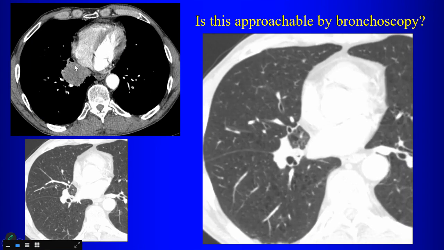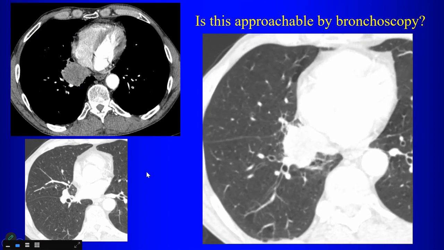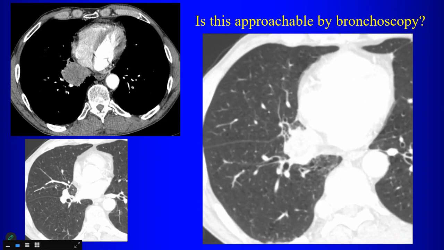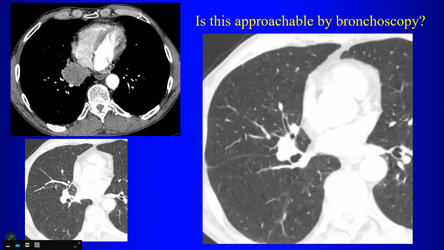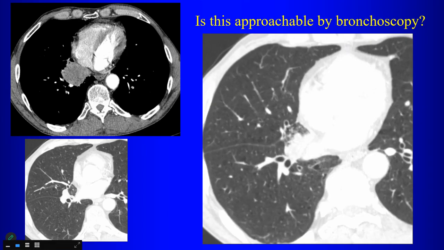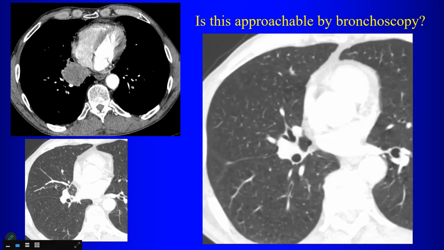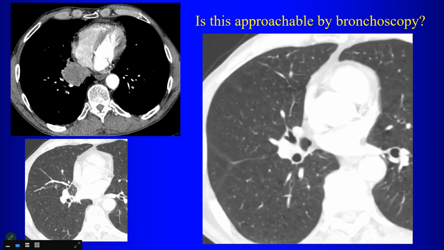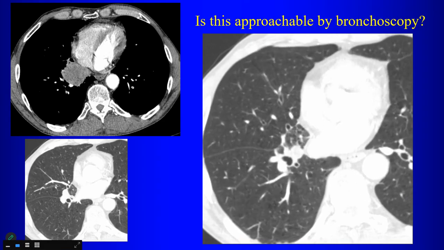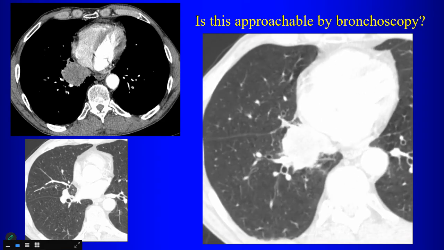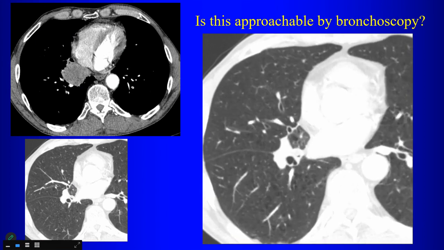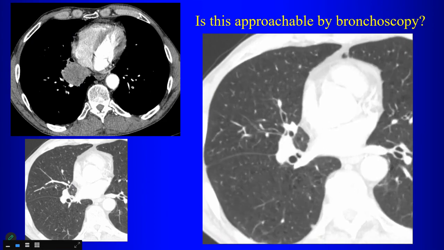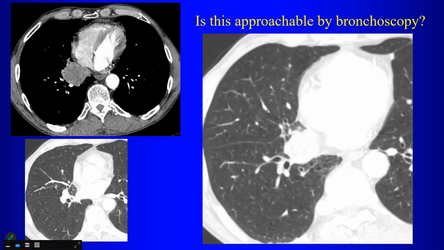Okay. So here we have a mass, and the question is: is this approachable by bronchoscopy, or are we going to have to stick a needle in this and get another big pneumothorax? So what are you going to look for to decide if it's approachable by bronchoscopy? This is adjacent to a bronchus. Okay, so is there an airway that goes into it, or is there an endobronchial component? And if there is, you have to be able to describe which airway to tell the bronchoscopist where to go.